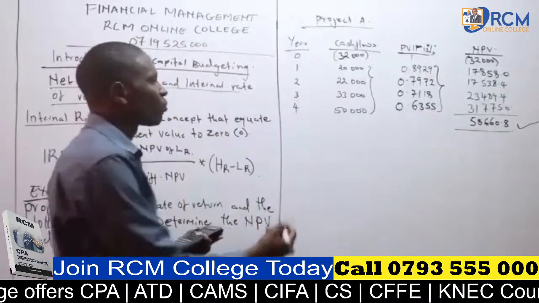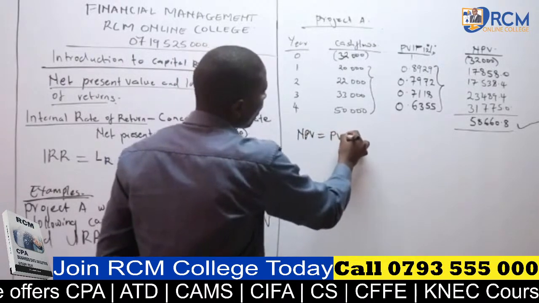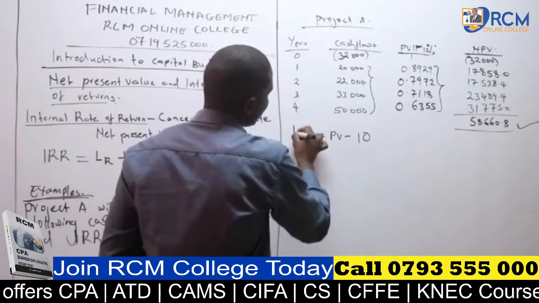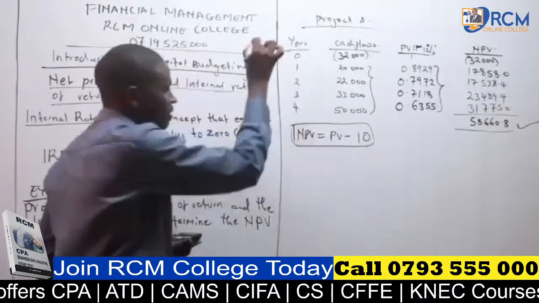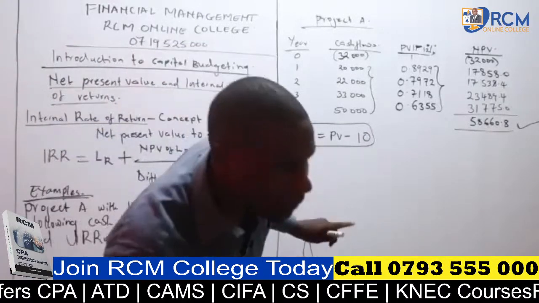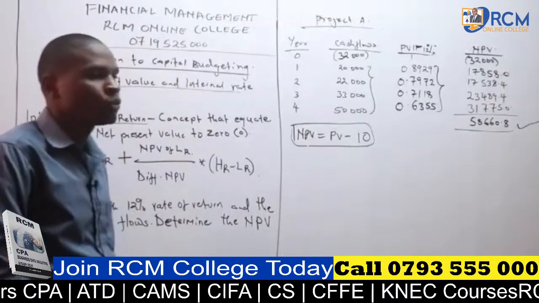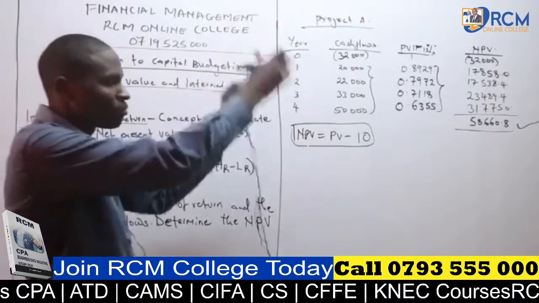Remember the formula for getting NPV. NPV is equal to present value minus initial outlay. Please never forget this. This is golden to you. Are we together? It's only that for me, I just did it.